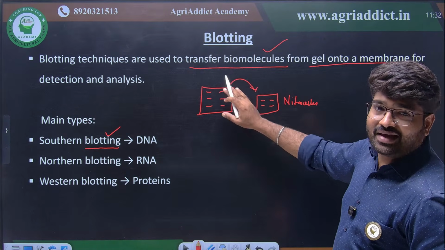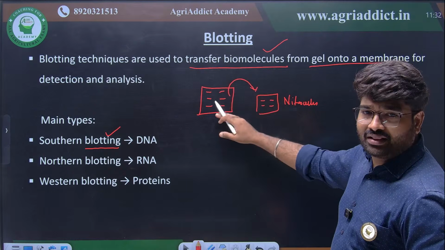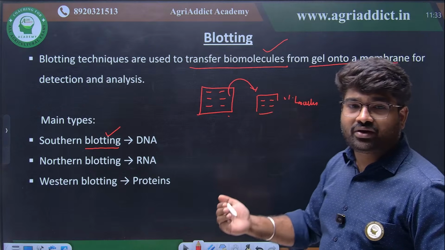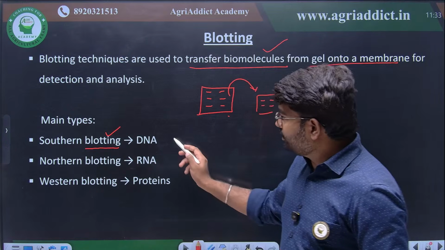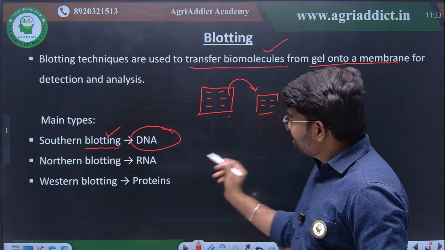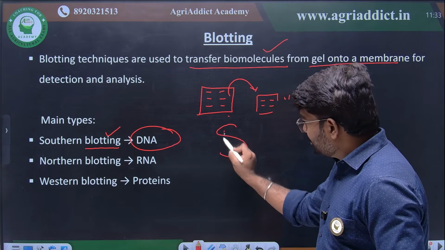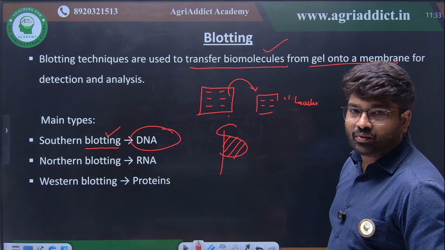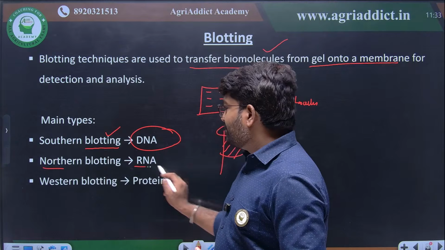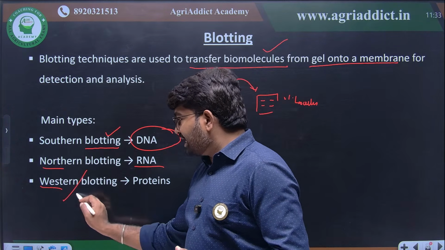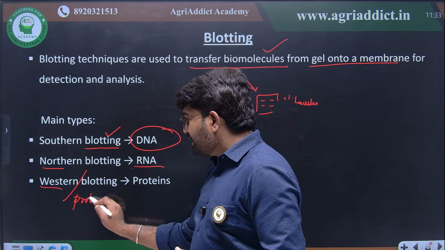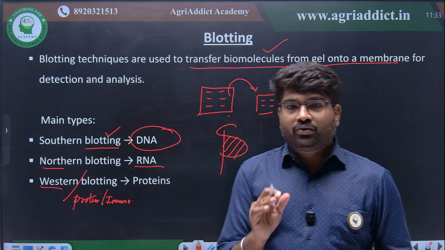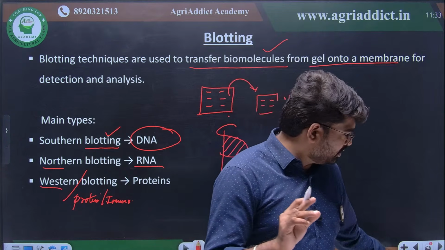It can be either a DNA molecule, RNA molecule or protein molecule that we will transfer to the nitrocellulose membrane for detection. What are we going to detect? In Southern blotting, we will detect the specific DNA molecule. This is the important thing. Southern is for DNA molecule. Northern blotting is for RNA molecule. Western blotting we can also call protein blotting or immunoblotting. This is the technique used for detection of protein in our sample. This is the key important point you have to remember in blotting.